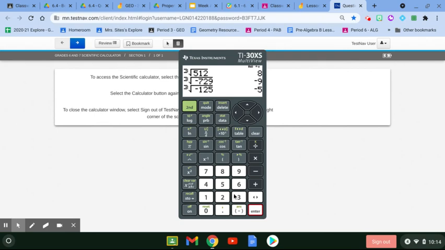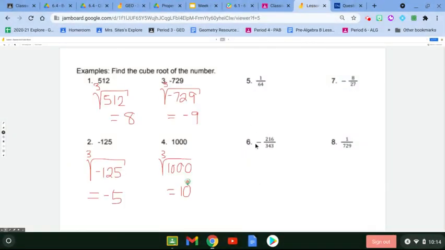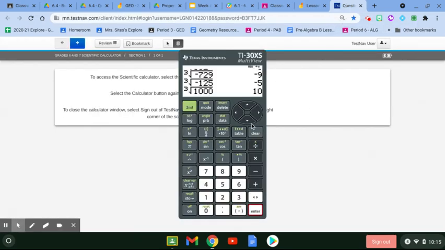All right, do the next one. I want the cube root of 1,000, which would be 10, because 10 times 10 times 10 gives me 1,000. All right, this also works out with fractions, and you can type these in as well. It's like you're taking the cube root of the numerator and the cube root of the denominator, just so you know how this works out mathematically.